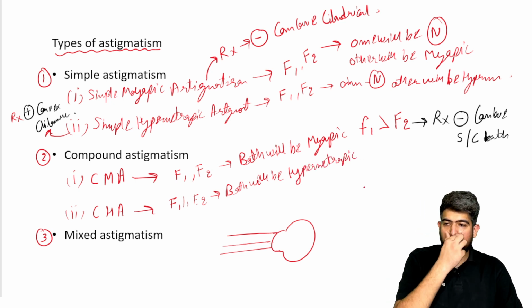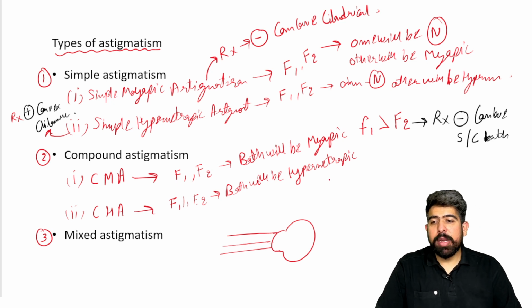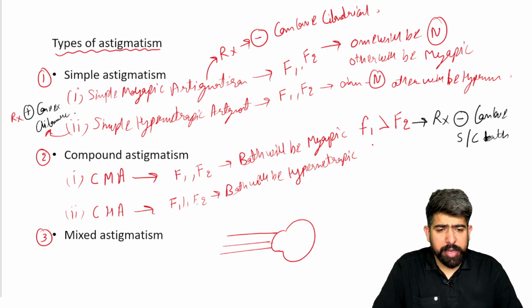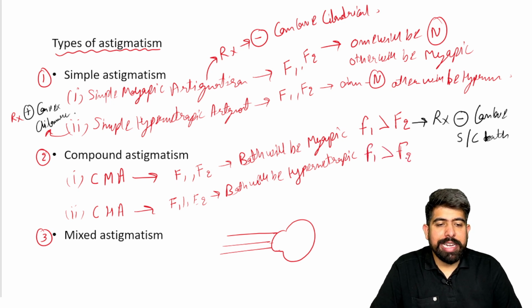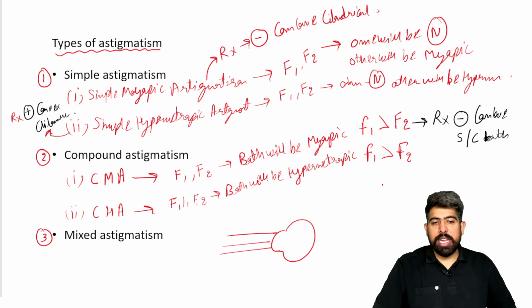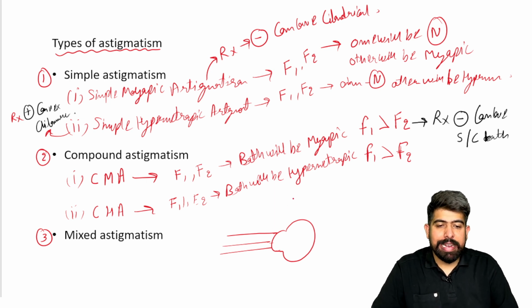Okay, so both focus points will be hypermetropic. Again the same thing is here: there should be f1 and f2, and one of them will surely be greater. One will be more than the other. I'm giving you an example of it.